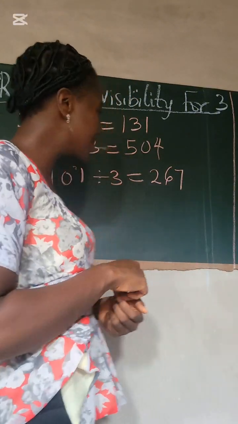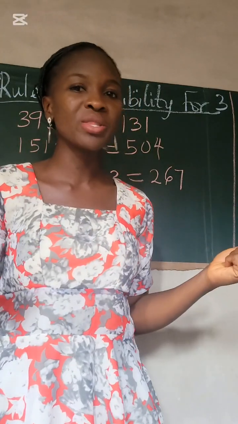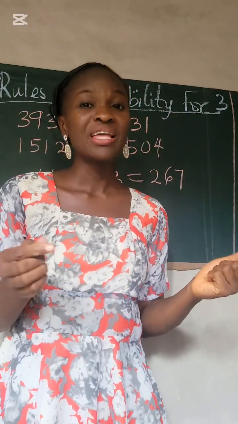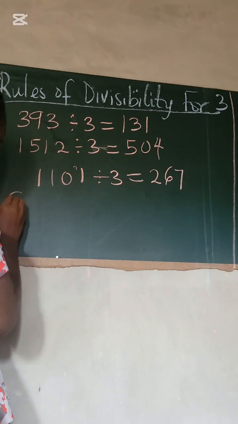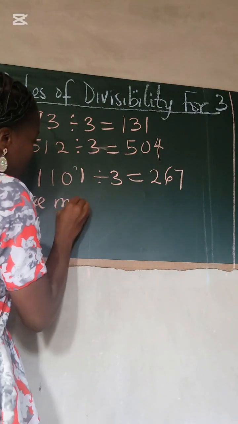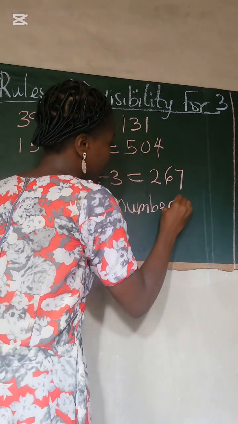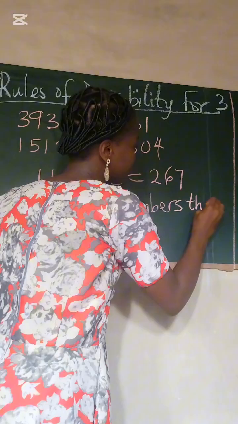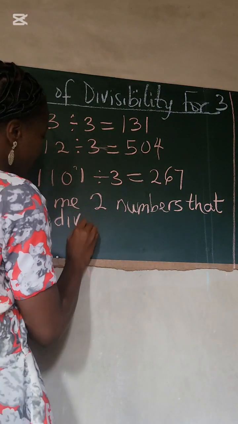So now for your assignment today, for your exercise, I'm going to ask you to give me random numbers that are divisible by 3. Give me 2 numbers that are divisible by 3.